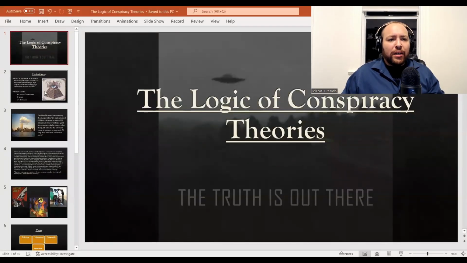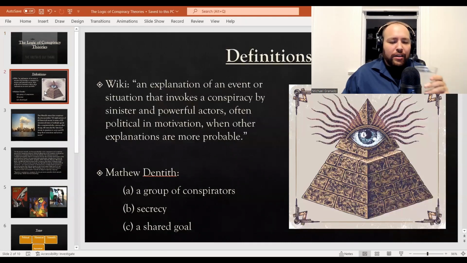Let's begin by launching into a definition. What is a conspiracy theory? Well, Wikipedia, and Wikipedia gets a lot of hate, but I think Wikipedia actually gives a pretty solid definition here. Wikipedia says that a conspiracy theory is an explanation of an event or situation that invokes a conspiracy by sinister and powerful actors. In all of these definitions, there is a group of people at play.